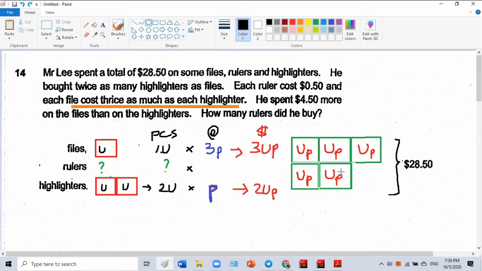He spent $4.50 more on the files than on the highlighters. Oh, thank you very much. Finally, I know what is U times P. You see the $4.50. This is what he spent on file, 3 UP: UP, UP, UP. This is what he spent on highlighter, 2 unit times P, 2 UP. Because of that, he spent $4.50 more on the files than the highlighters. Do you know that this is $4.50? Because that is unit, cannot compare. This is money, you can compare. Agree or not? Hey, guys and girls, do you understand what I'm talking about?